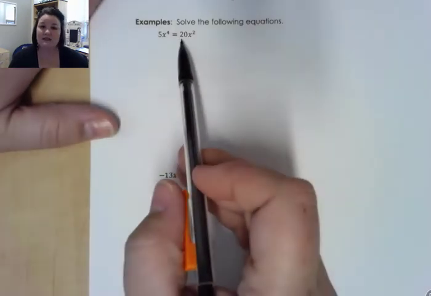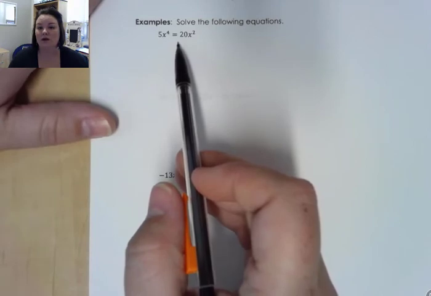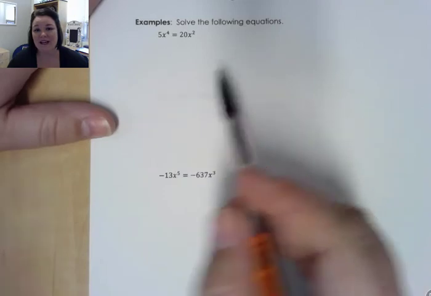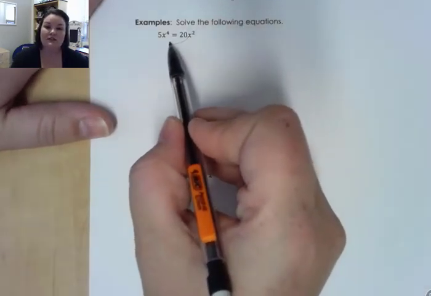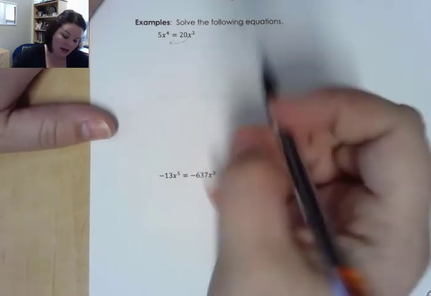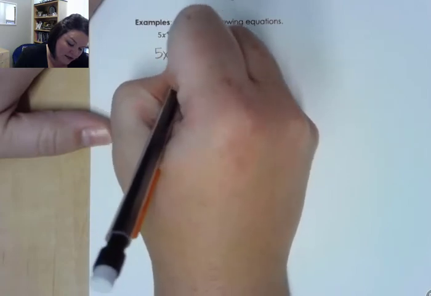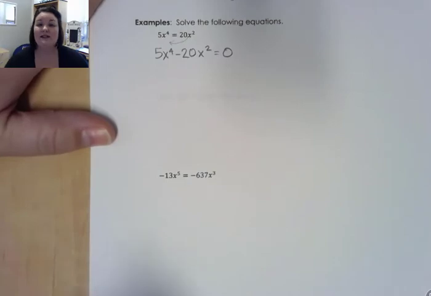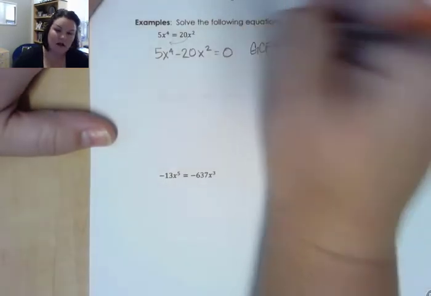So what we want to do, just like anytime we solve by factoring, is make sure this is in standard form. So we want all the terms on one side in descending order so that it's equal to 0. I'm going to start by moving my 20x squared back over to that side, and I do that by subtracting. So I have 5x to the 4th minus 20x squared is now equal to 0, okay? Once everything's on one side, then I look for my greatest common factor.